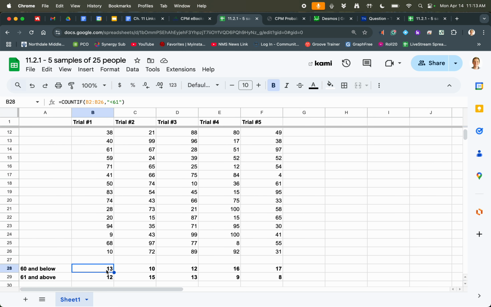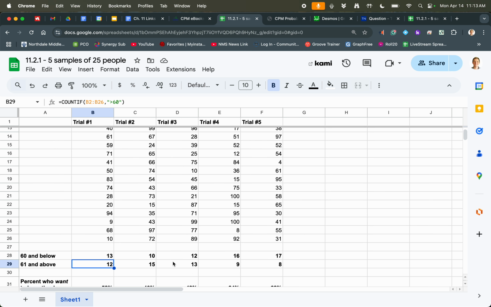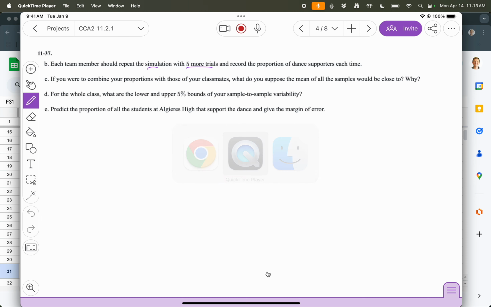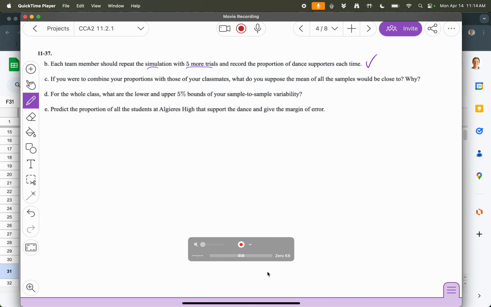Here were my numbers that were 60 and below. Here are my numbers that were 61 and above. And seeing that, here would be my percentages. So 52 and 40 and 48 and 64, and there is all that. So I've got 5 samples here. So we did that, check.